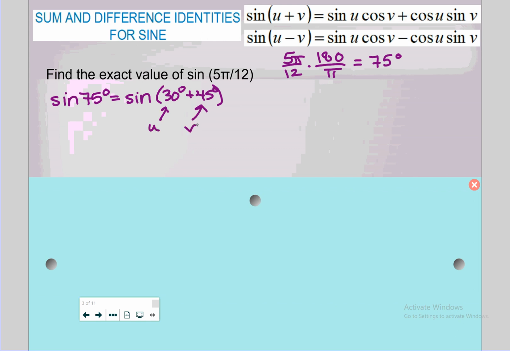Okay, so 30 is my u, 45 is my v. If you did 45 plus 30, you'd see you get the same answer in the end. Addition order doesn't matter. All right, so because this is addition, I'm using the formula on top. Sine 30, cosine 45, plus cosine 30, sine 45. Sine, cosine, plus cosine, sine.